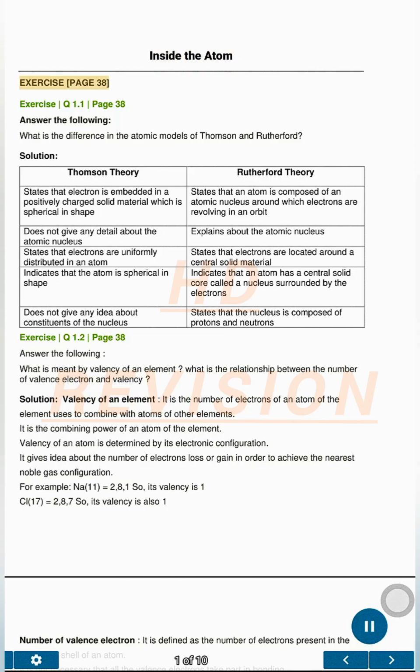Inside the atom. Exercise page 38. Exercise Q1.1, page 38. Answer the following.